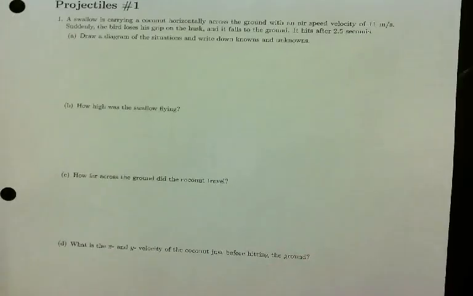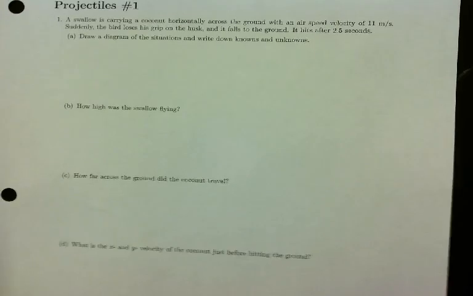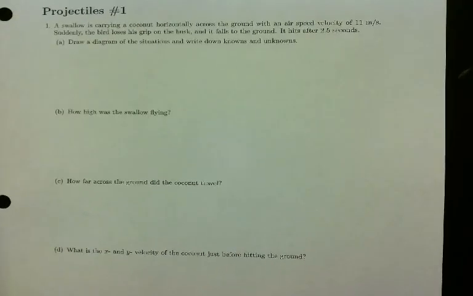All right, let's read problem number 1. Problem number 1: a swallow is carrying a coconut horizontally across the ground with an airspeed velocity of 11 meters per second. Suddenly, the bird loses his grip on the husk, and it falls to the ground, and it hits the ground after 2.5 seconds.